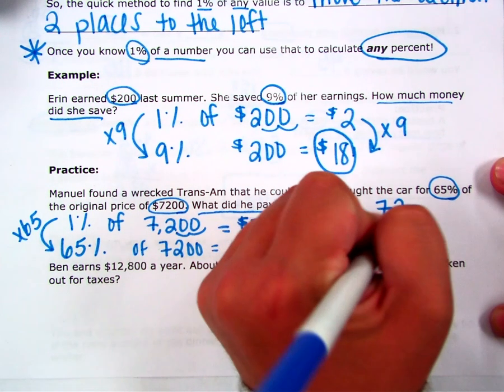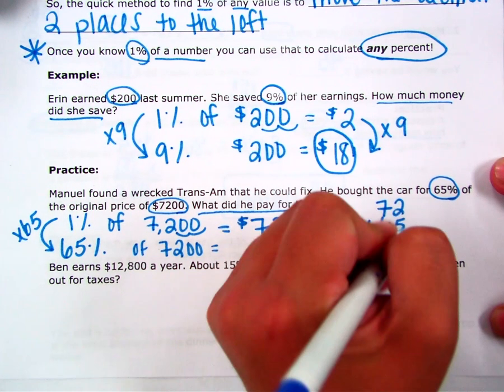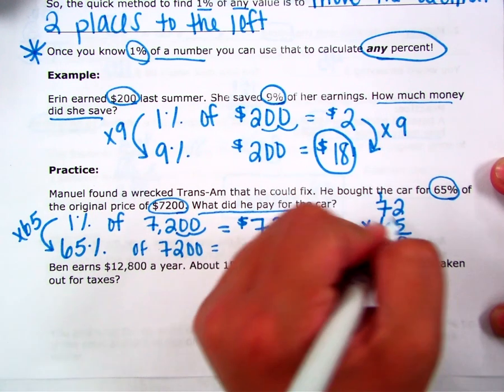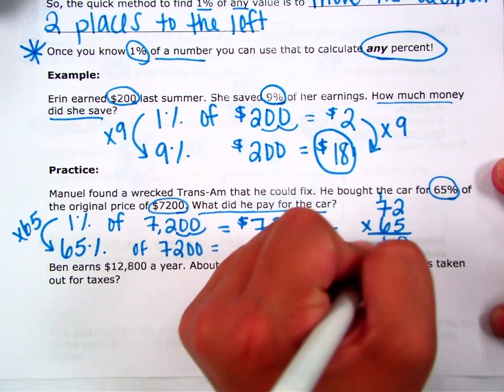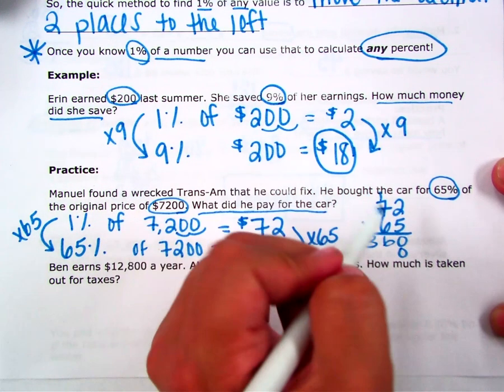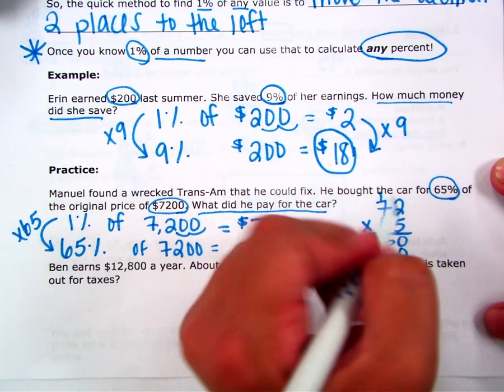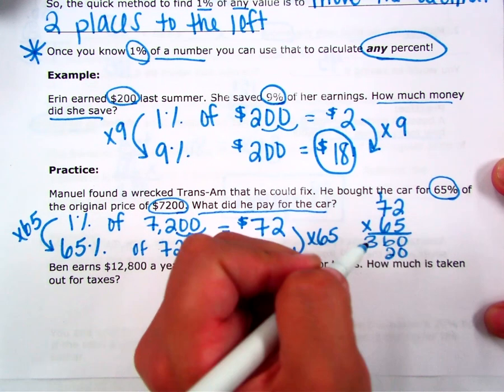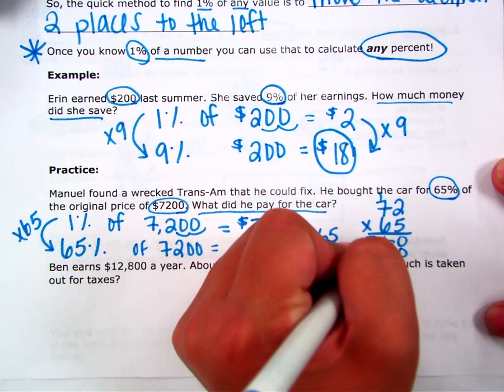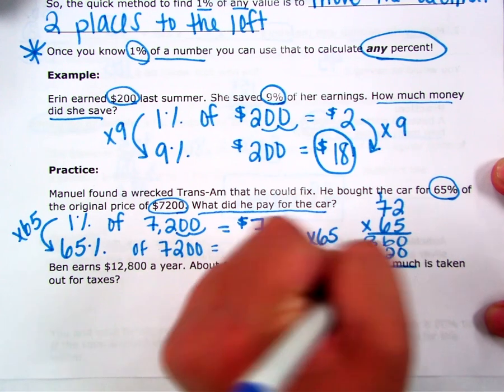So if I set up my 72 times 65, 5 times 2 is 10, 5 times 7 is 35, plus 1 more is 36. Bring my 0, or put my placeholder 0. 6 times 2 is 12. 6 times 7 is 42, plus 1 more is 43.